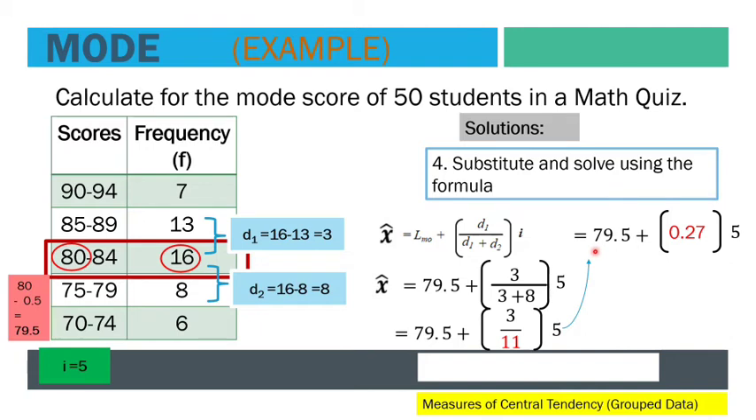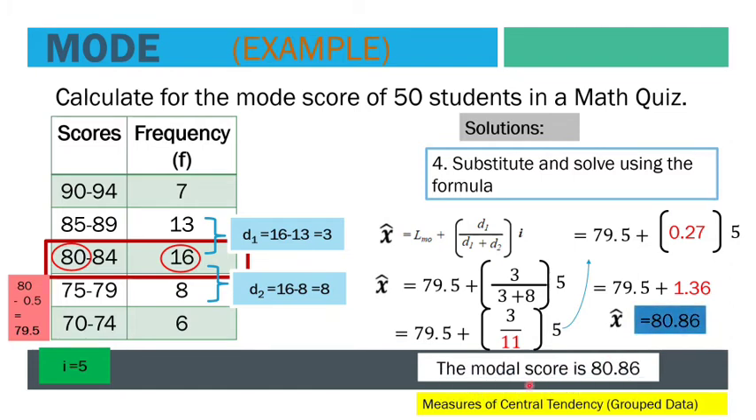So we are left with addition and multiplication. Which are you going to perform first? Yes, you're right. It's multiplication. We multiply first 0.27 by 5. So that will give us 1.36. And then finally, we have to add 79.5. That will give us 80.86. So finally, this is the value of our mode. So the modal score is 80.86. Are you following? Good.